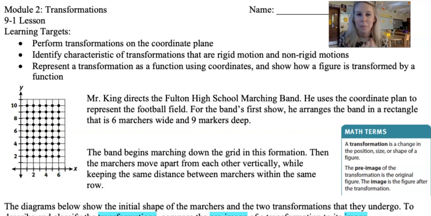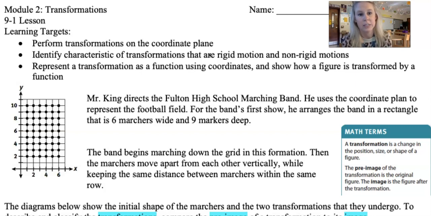Hello, and welcome to Module 2, which is what we're going to be talking about, transformations. So this is lesson 9.1, and our 3 learning targets are going to be perform transformations on the coordinate plane. And again, a transformation is just a moving, a shifting, a flipping, a turning of an object, and on the coordinate plane means a graph.